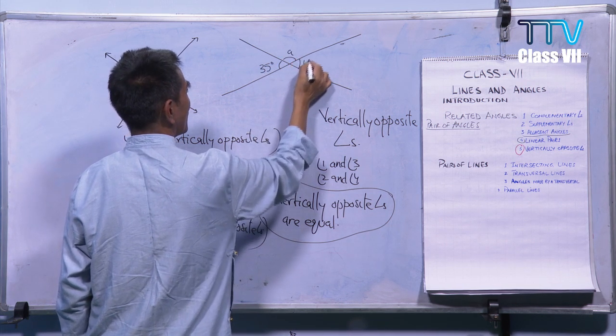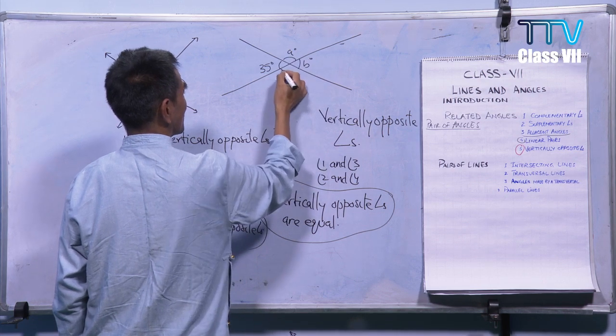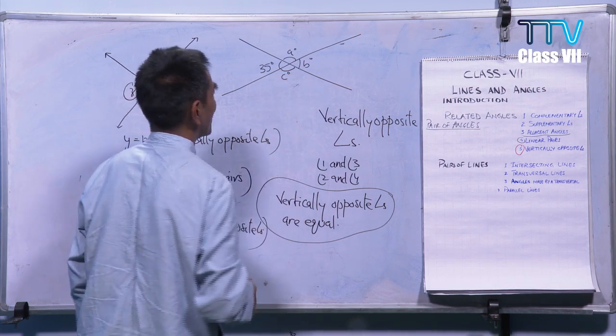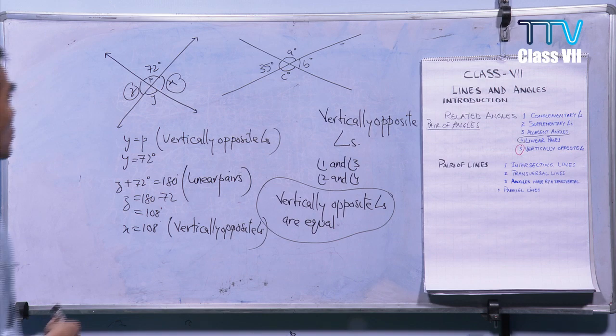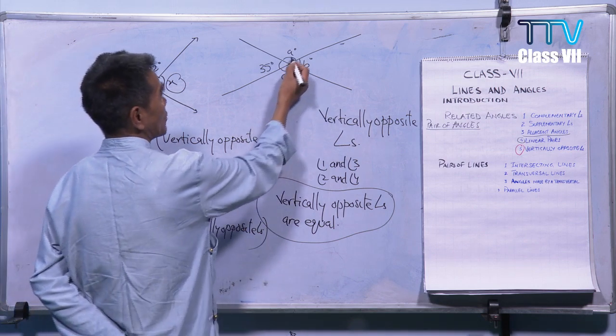Find angle A, angle B, and angle C. What is the measurement of A degrees, B degrees, and C degrees? So the first time, I'll try to find A.